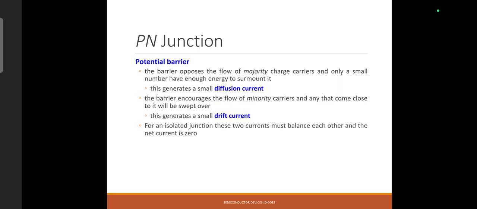Diffusion and drift currents. Even though the potential barrier blocks most charge carriers, two small currents still exist. The first is the diffusion current produced by majority charge carriers that have enough energy to cross the junction. The second is the drift current produced by the minority charge carriers moving under the influence of the electric field. In an isolated PN junction, these two currents are equal and opposite. Therefore, the net current through the diode is zero. This is the equilibrium condition of a PN junction.